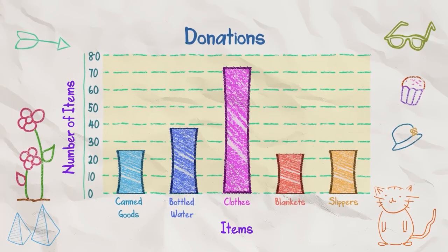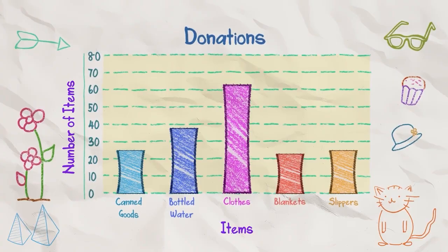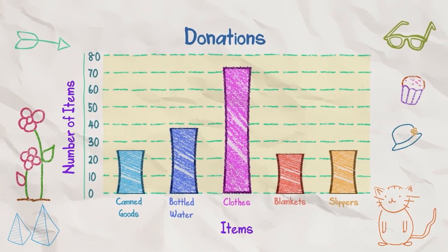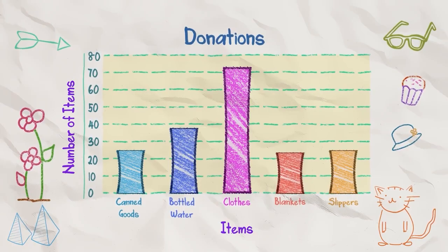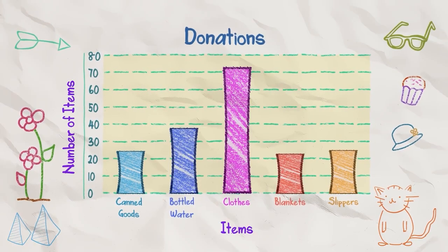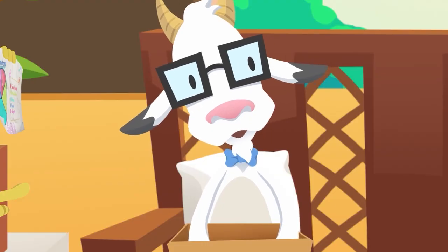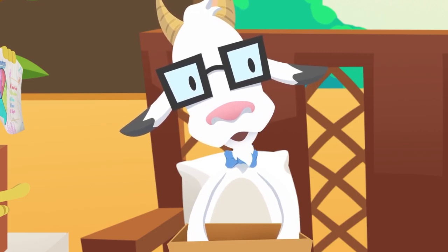Here's the bar graph. As you can see, we have collected a lot of clothes. I think there's enough water. And almost the same number of blankets, slippers, and canned goods. Wow, I can see it clearly. You have the items we donated.